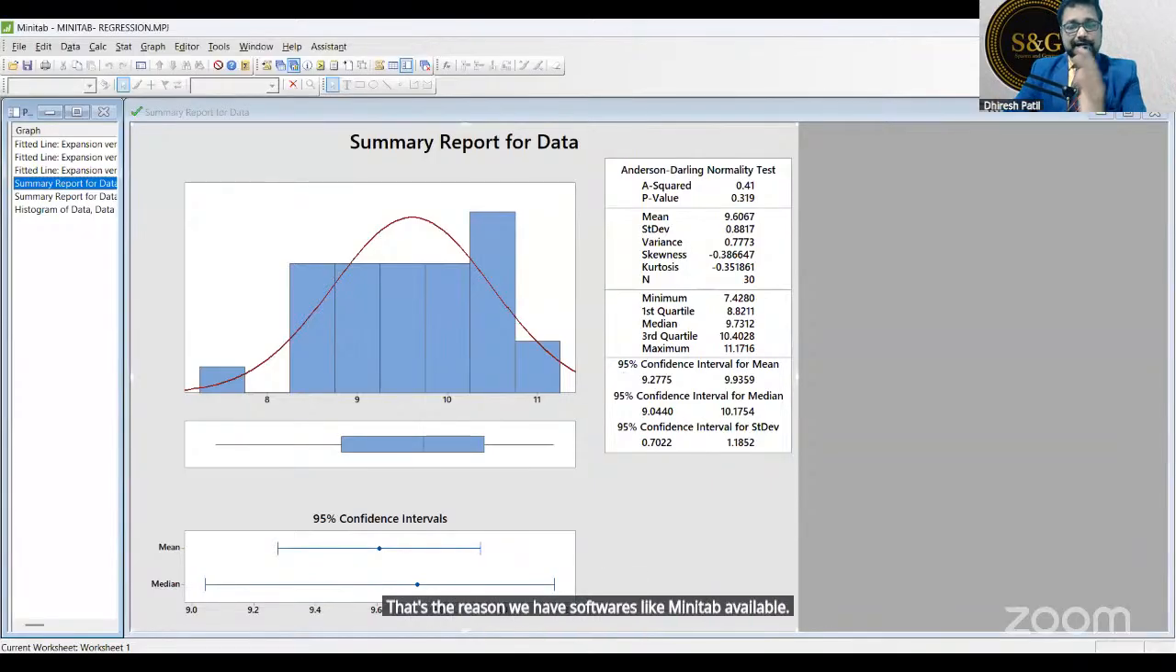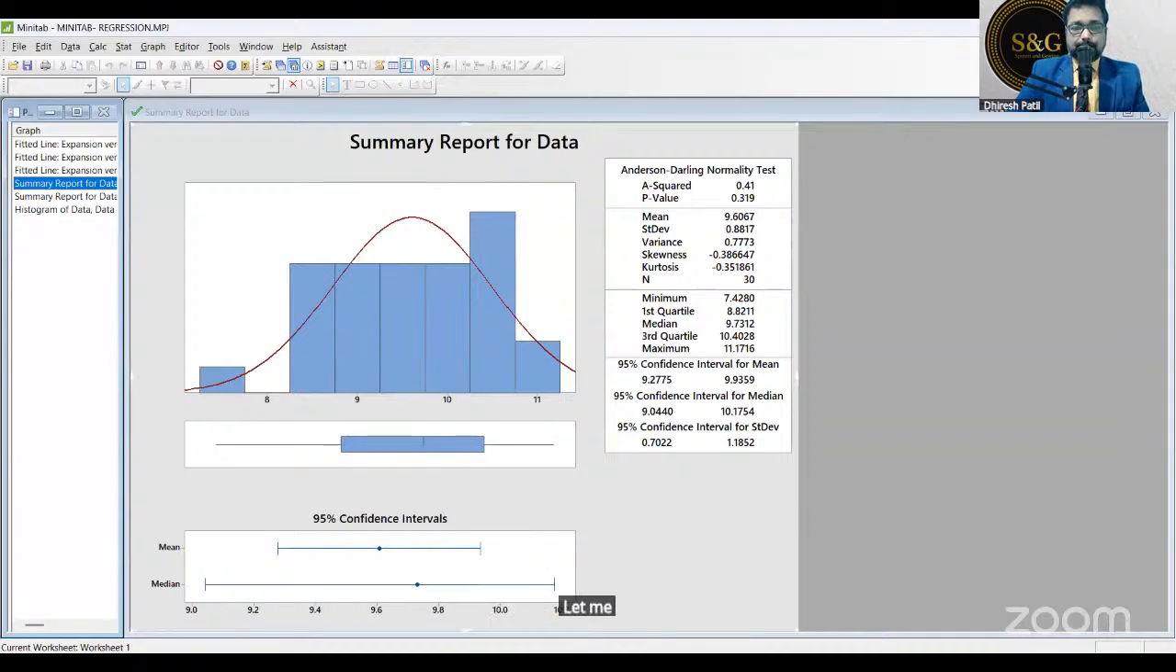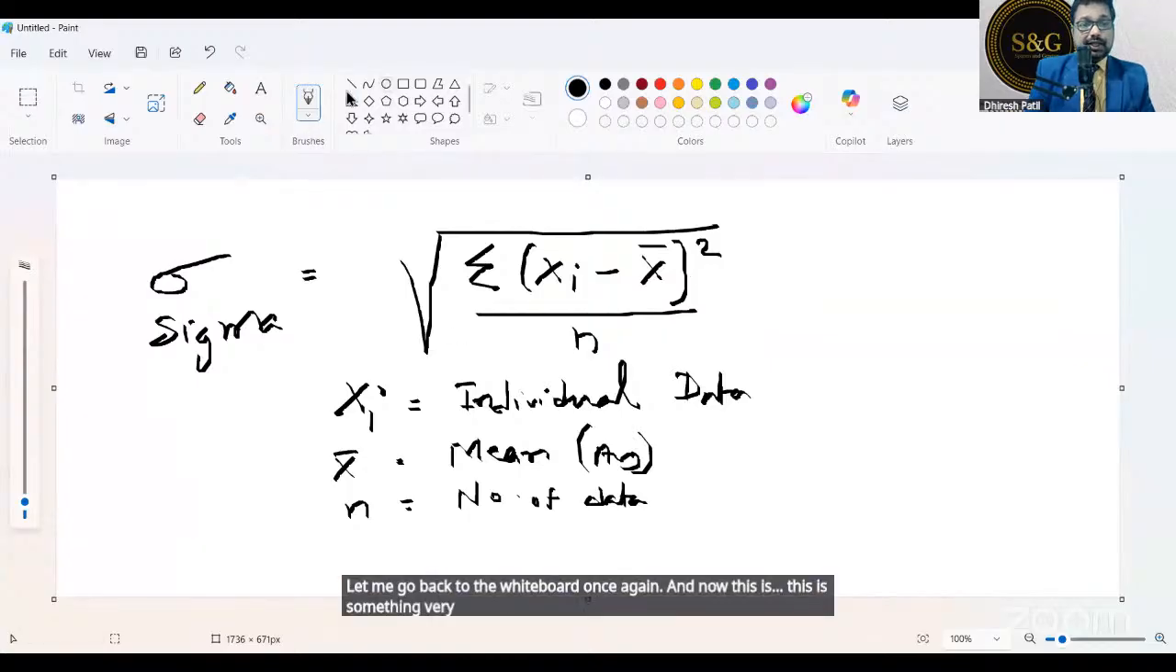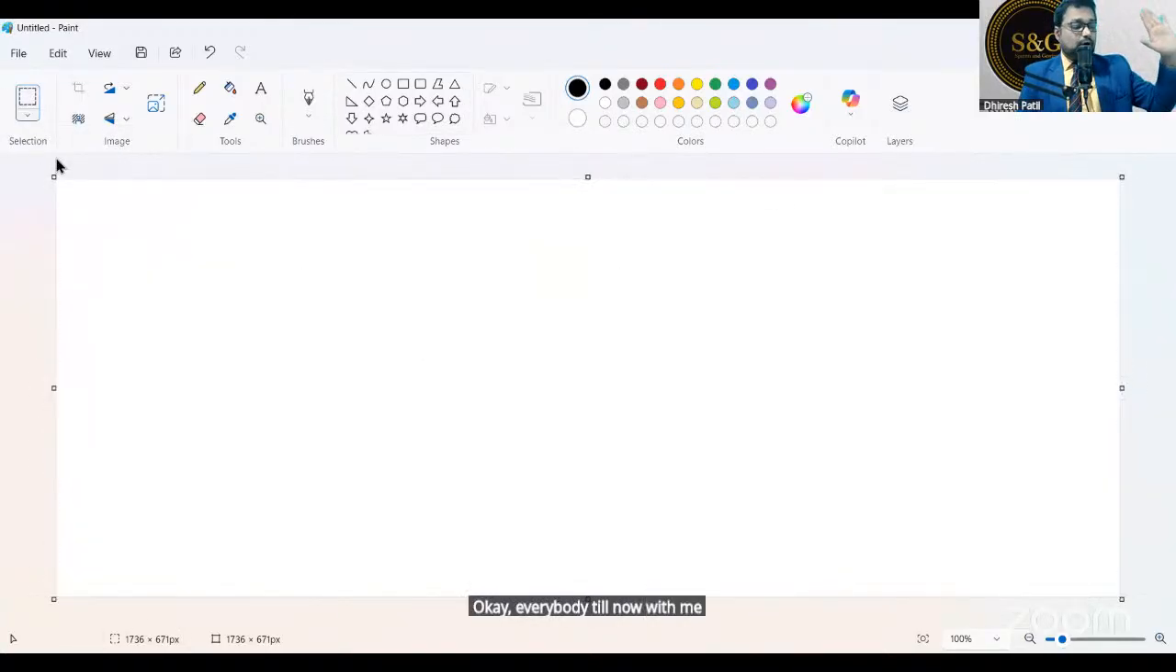Okay, now let me go back to some of the fundamentals here. Let me go back to the whiteboard once again. And now this is something very interesting. Now when we say 6 sigma, sorry. Okay, everybody till now with me, just type yes in the chat box.